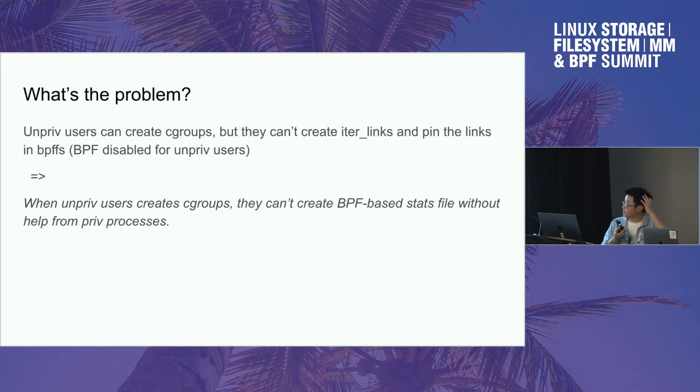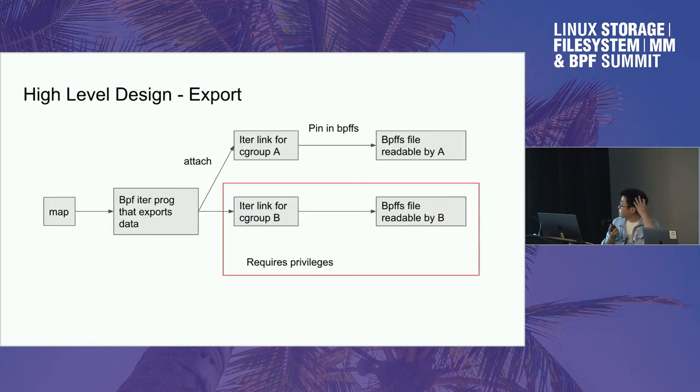However, there is a problem in that design: unprivileged, non-root users can create cgroups, and while they are creating a cgroup, they still want to be able to read the stats of their cgroups. But the BPF syscall is restricted to root users. So even if non-root users can create a cgroup, they cannot create iter links or pin the links in the file system because these are privileged operations. This means they have no way to create the BPF-based stats files without help from a privileged process or daemon. To illustrate, the last two steps, the attaching and the pinning, require privileges. So non-root users, jobs running in the container, cannot do this, and they will not get the stats files automatically.